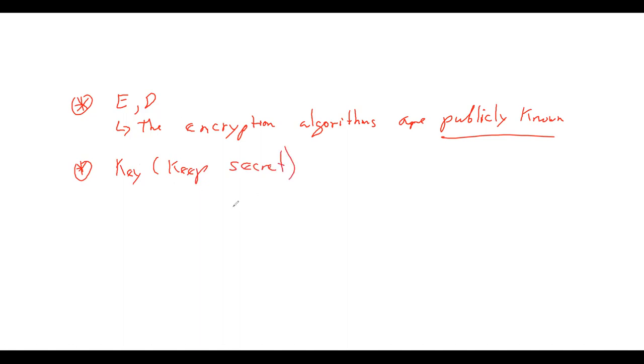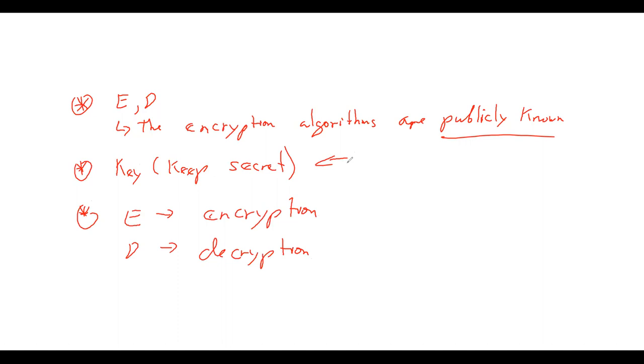Keep it as a secret. So, I've already said this, but E is the encryption algorithm, and D is the decryption algorithm. And the only secret is this one. That's the only secret. The key, or K.